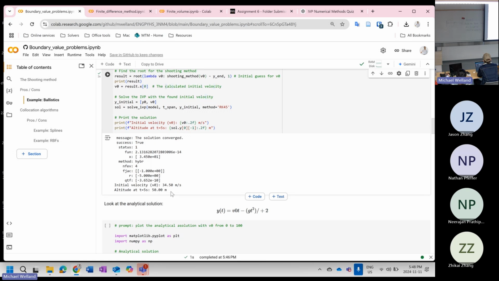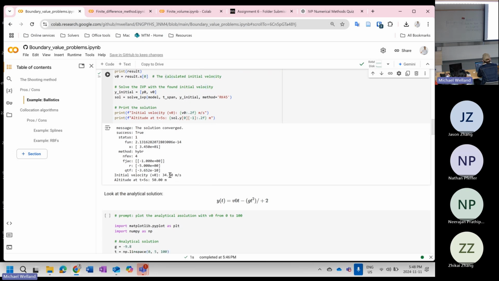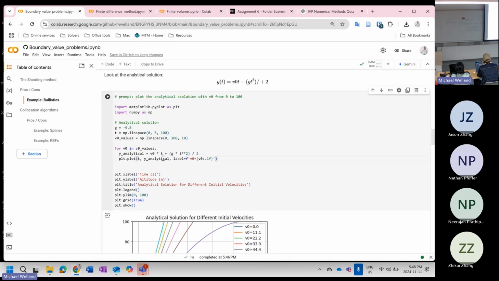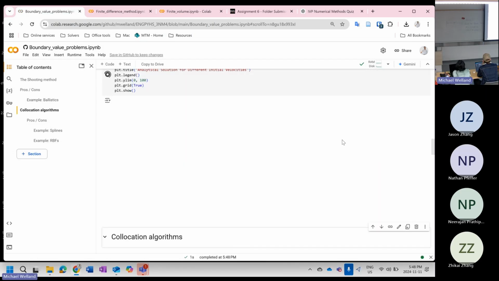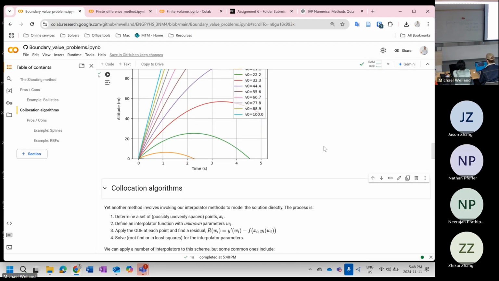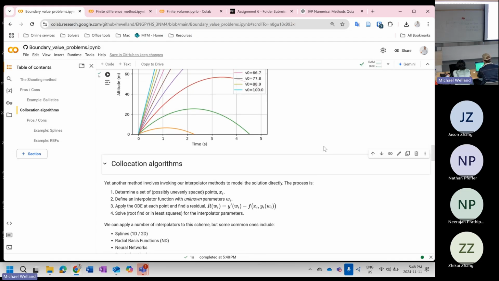And then this is just printing out the data, right? So that's your initial one. That's the initial velocity. That's what we're looking for. And double checking, yes, it does actually reach 50 at the end. Looking at the analytical solution just for kicks, right? Because we can integrate this exactly. That's what we see the ballistic pathway is. Okay, any questions on shooting method?